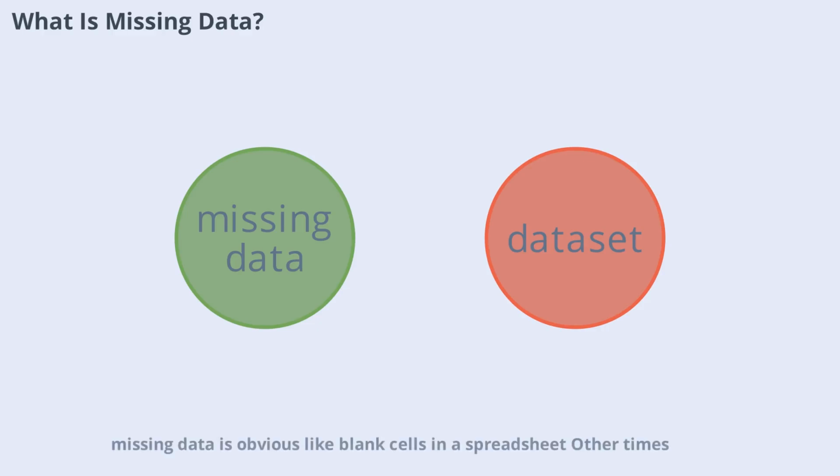Sometimes missing data is obvious, like blank cells in a spreadsheet. Other times it's hidden, such as coded values that represent missing responses. Recognizing missing data is the first step in handling it. If left unchecked, it can skew your analysis, leading to misleading conclusions. That's why it's crucial to identify and understand the patterns of missingness before deciding how to address them.